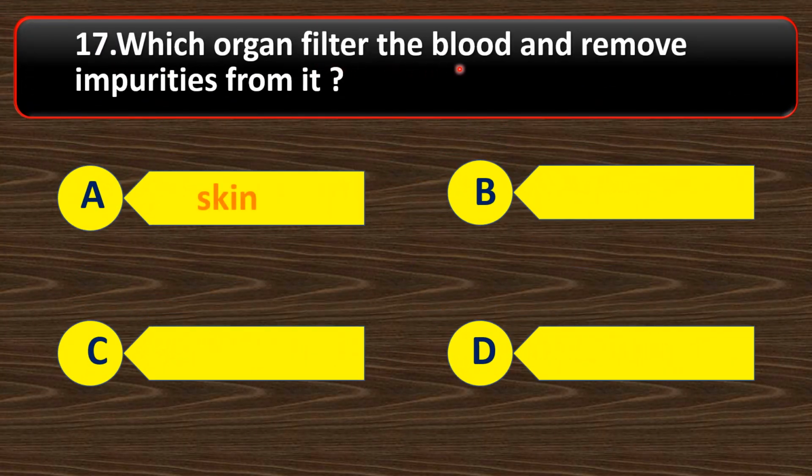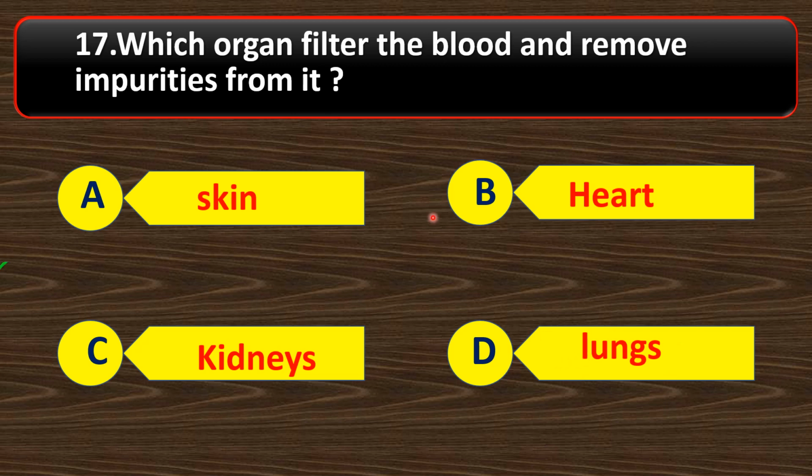Which organ filters the blood and removes impurities in it? Option A, skin. Option B, heart. Option C, kidneys. And option D, lungs. The correct answer is option C, kidneys.